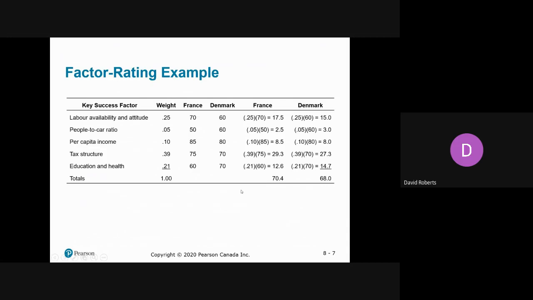And we'll use the software. You can do this by hand if you prefer. You don't have to use the software. So France is better by a slight bit than Denmark, but it's very close. So there may be some other things that are hard to quantify, like quality of life kind of things. All right.